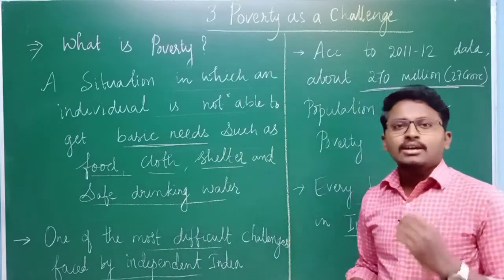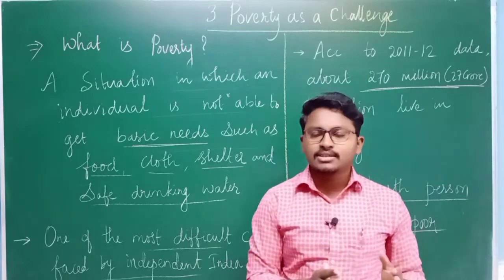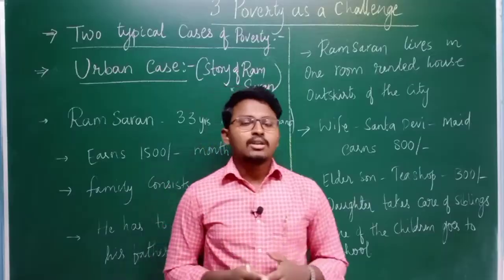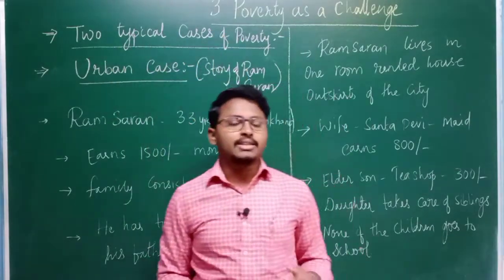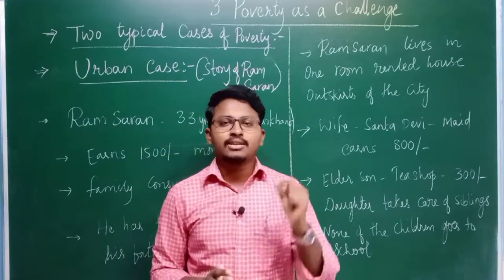So we will see examples of two different situations of how this poverty exists in the urban areas as well as in the rural areas. Now let us discuss the next topic, that is, two typical cases of poverty. That means how poverty exists both in urban areas as well as in rural areas.